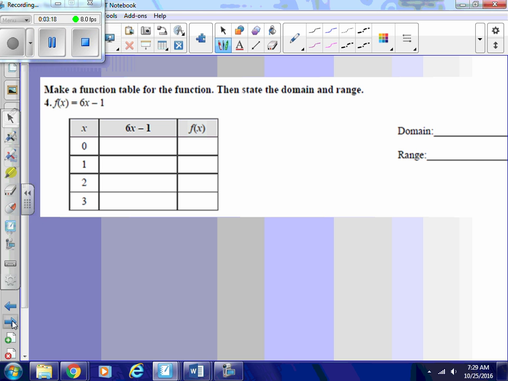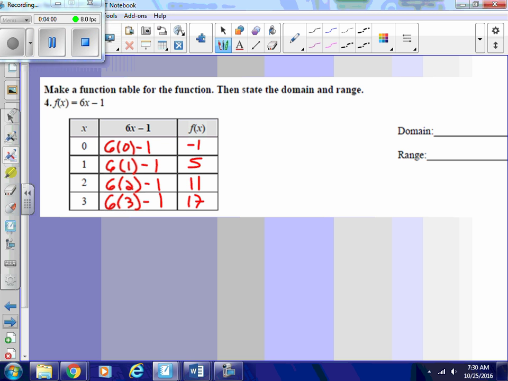Number 4, make a function table, then state the domain and the range. So we've got our rule, which is f of x equals 6x minus 1. The values for x have been chosen for us, and we're going to plug them in. 6 times 0 minus 1 is minus 1. 6 times 1 minus 1, so that 6 times 1 is 6, minus 1 is 5. 6 times 2 minus 1, 6 times 2 is 12, minus 1 is 11. And 6 times 3 minus 1, 6 times 3 is 18, minus 1 is 17.